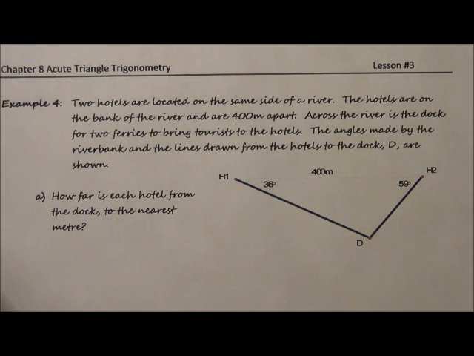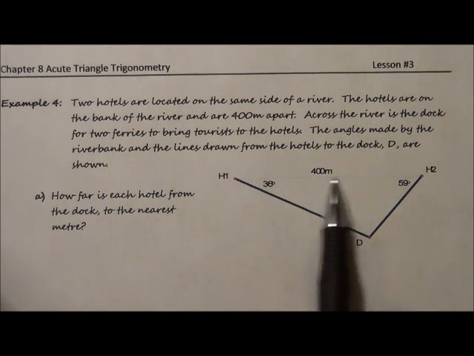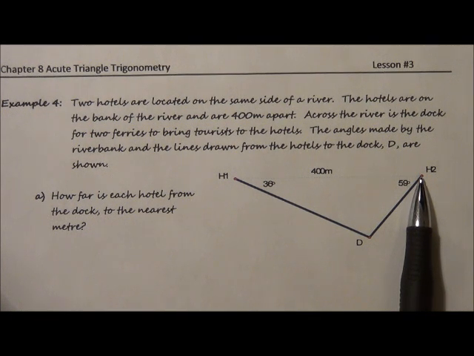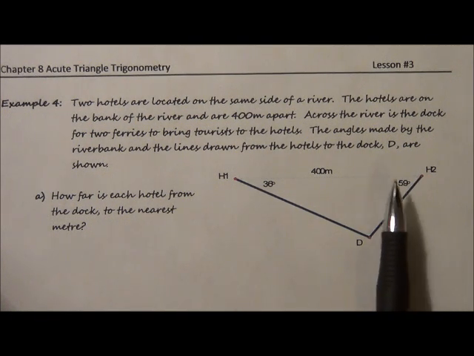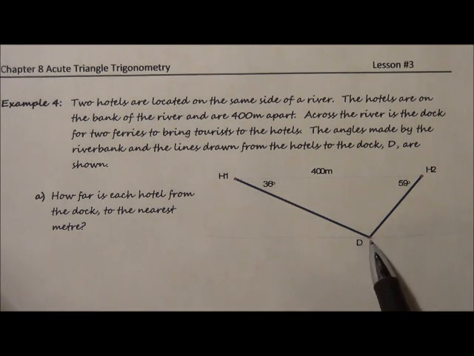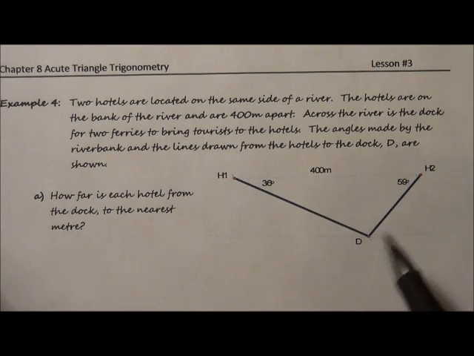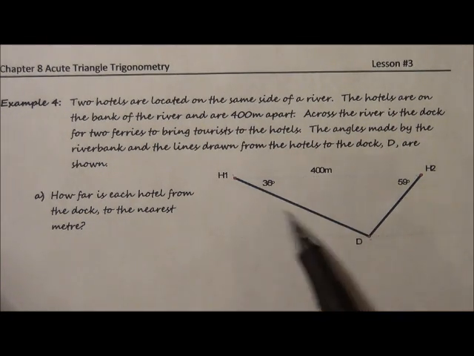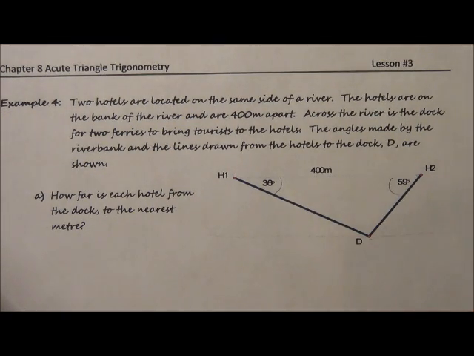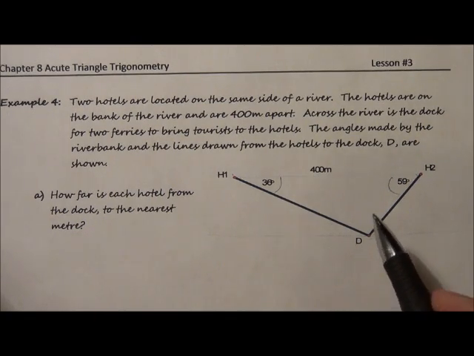Okay, now that we are on to the next example, example 4, again we've got another river problem. We've got two hotels located on the same side of the river, and they are 400 meters apart. Across the river from them, so here's the other bank of the river, is the dock, and the dock of course is where the two ferries leave to take tourists to each of those hotels, and the angle made from the riverbank and the lines drawn from the hotels to the dock, 36 degrees and 59 degrees respectively. We want to know how far each hotel is from the dock to the nearest meter.